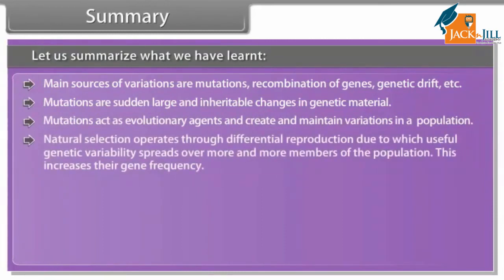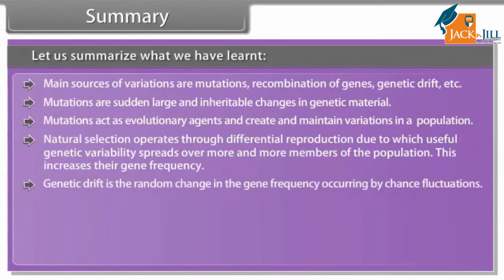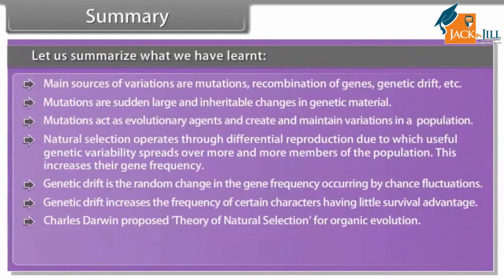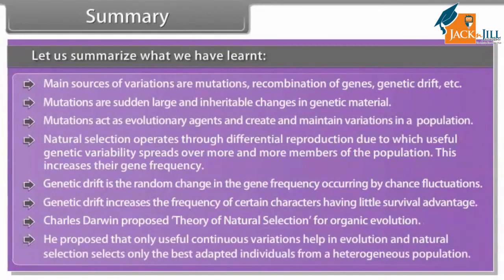Natural selection operates through differential reproduction, due to which useful genetic variability spreads over more and more members of the population. This increases their gene frequency. Genetic drift is the random change in the gene frequency occurring by chance fluctuations. Genetic drift increases the frequency of certain characters having little survival advantage. Charles Darwin proposed the theory of natural selection for organic evolution.